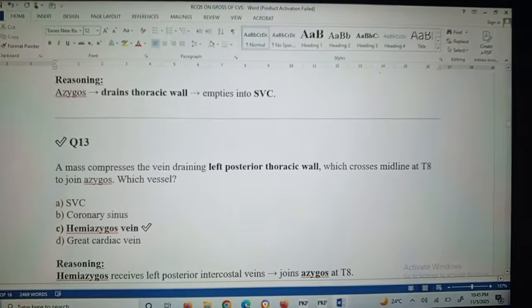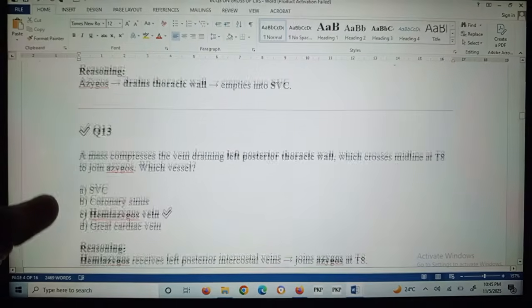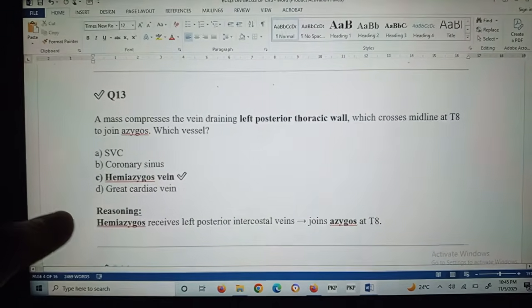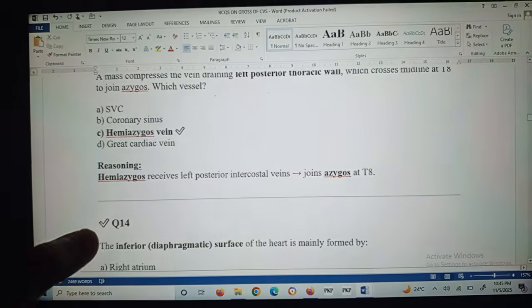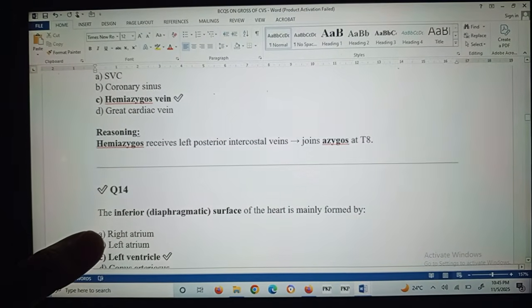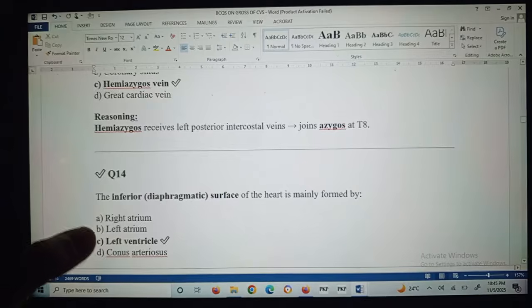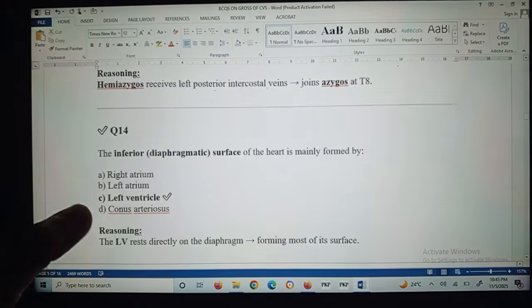Question number 13: a mass compresses the vein draining the left posterior thoracic wall, which crosses the midline at T8 to join the azygos. Which vessel is it? It is the hemiazygos vein. It receives blood from the left posterior intercostal veins and joins the azygos at the T8 level.